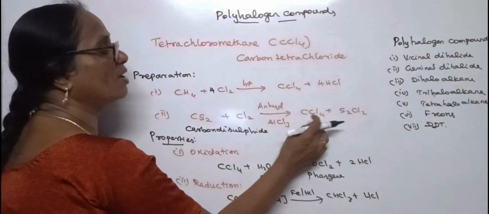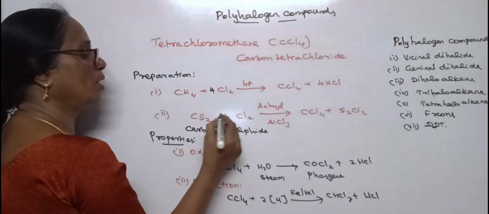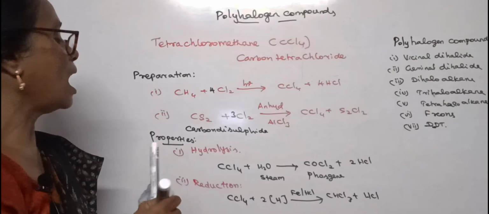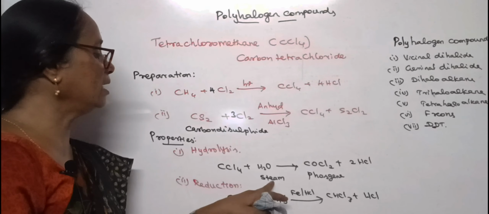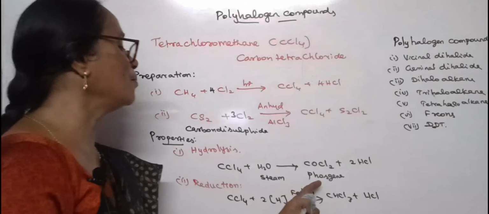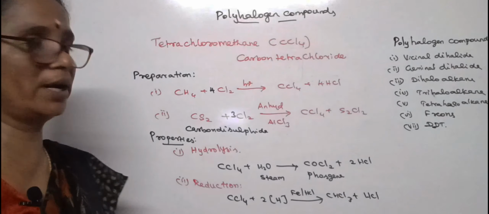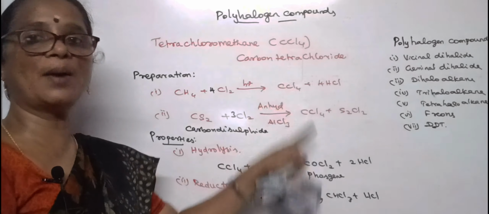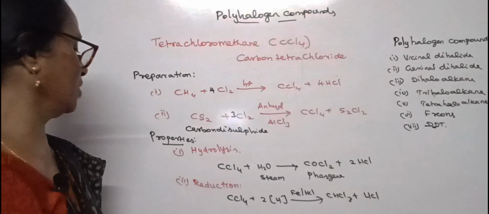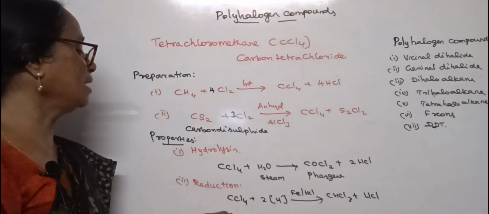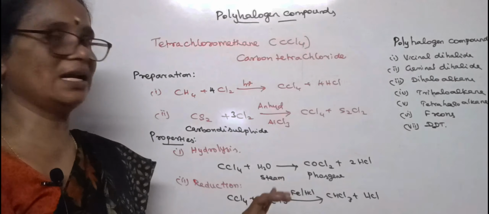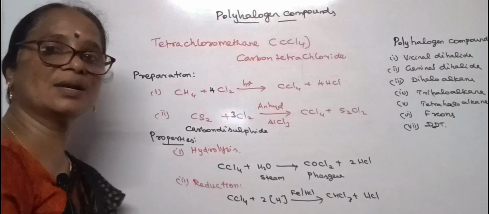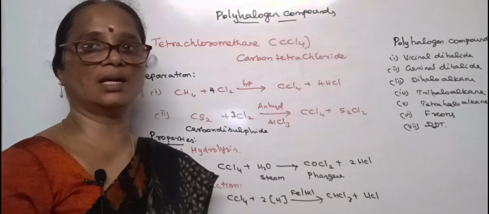So here it involves 4 plus 2, 6 chlorine atoms, so it is multiplied by 3 times. What are their properties? Carbon tetrachloride can decompose with steam to form phosgene and hydrogen chloride. Once again, phosgene, a poisonous substance, can also be obtained from chloroform. And reduction: carbon tetrachloride in the presence of iron and HCl is reduced to chloroform. It's the other member, trichloromethane.